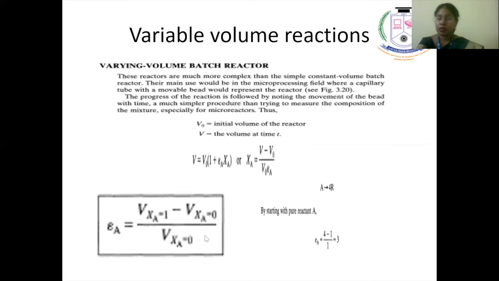The formula for that goes as volume at final conversion minus volume at initial conversion divided by the volume at initial conversion. So XA is equal to 1 means a final complete conversion, and XA is equal to 0 means the initial conditions of the conversion. And the formula for volume will change in order to accommodate the epsilon A term. It becomes V is equal to V naught into 1 plus epsilon A XA. And XA can also be written as V minus V naught by V naught epsilon A. Let us consider the reaction A giving 4R. So epsilon A is equal to 4 minus 1 divided by 1, which is 3.